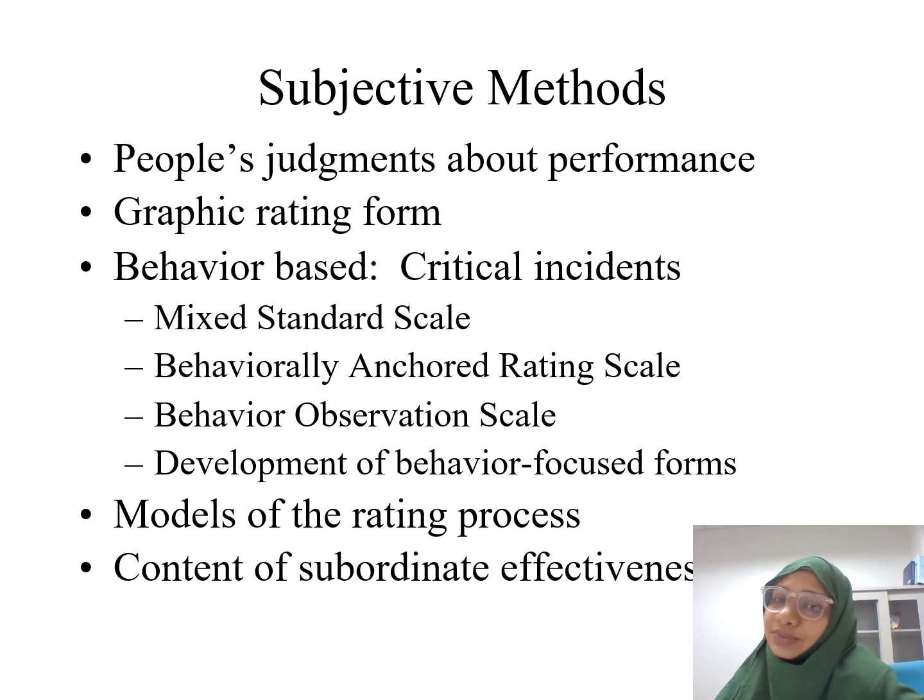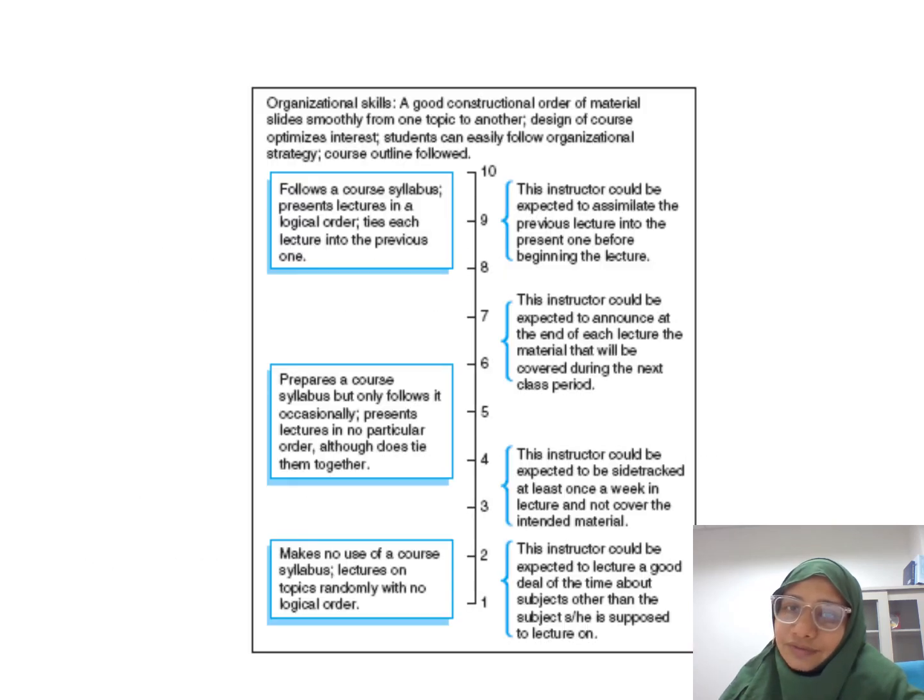The people's judgment about performance. In the subjective method, we use a graphic rating form. A graphic rating form is a form where they graph their performance. They plot the performance and make the performance into a graph, maybe every month: January, February, March, April, May, June, July, and others. And then behavior-based criteria incident, which is mixed standard scale, behavior anchored rating scale, behavior observation scales, and development of behavior focused form. And then the model of the rating process, and content of subordinate effectiveness. So this is the subjective method.